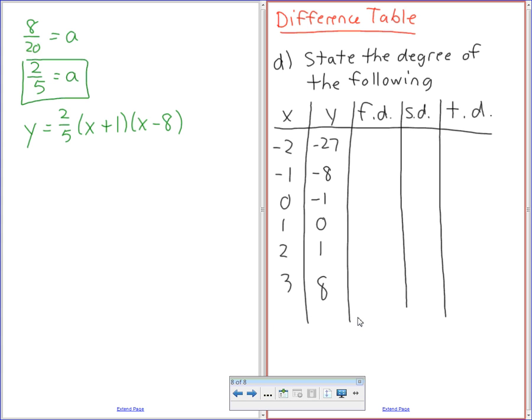I'll fill this in as quick as I can. Tell me if I make a mistake. Okay? 8 plus 27, oh boy, 19. Is that right? 1 plus 8 is 7. 0 plus 1 is 1. 1 and 7. Is that right? Yeah. Okay, so this should be then negative 12, negative 6, 0, 6, 6, 6, 6. Therefore, degree 3.